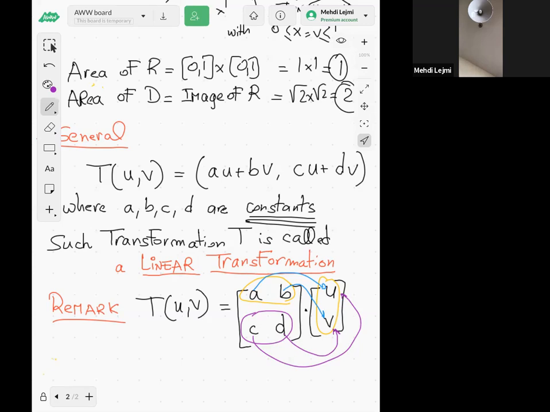So it's called a linear transformation of the plane. Of course, u and v are just the coordinates, so we have a linear transformation of R2. Okay. So for example, back to example number 4.